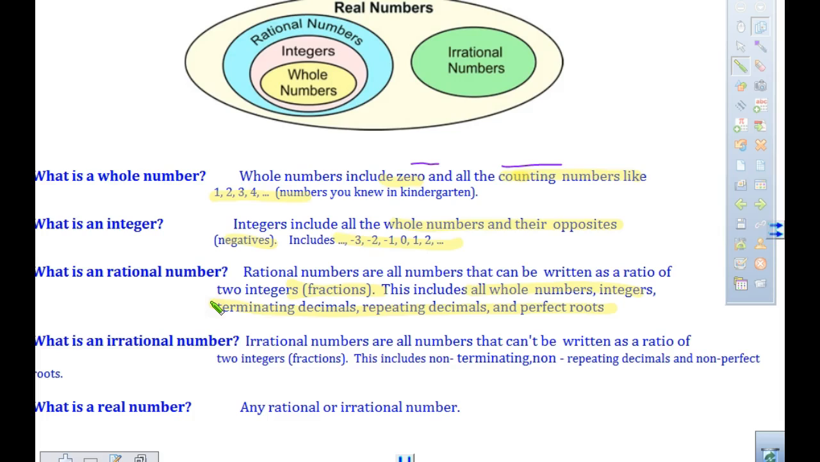Jeffrey, you want to read what it says for rational? Rational numbers are all numbers that can be written as a ratio of two integers. This includes all whole numbers, integers, terminating decimals, repeating decimals, and perfect numbers. So, every whole number is an integer. Every integer is also a rational, and every rational fits into that bigger circle of real, okay?